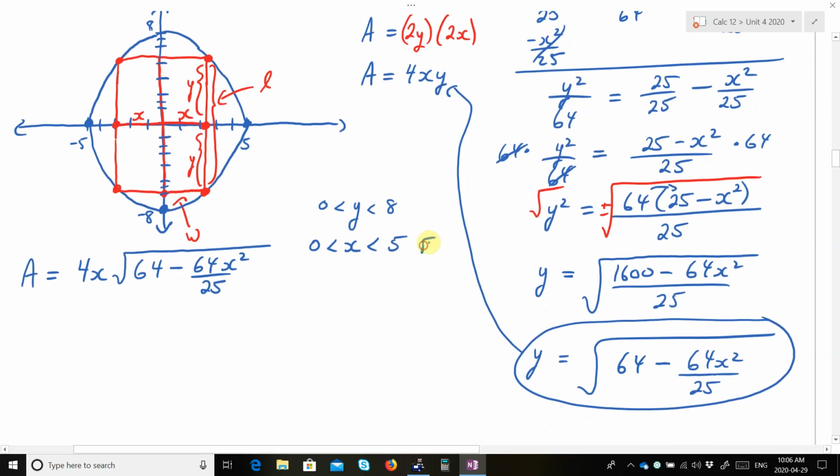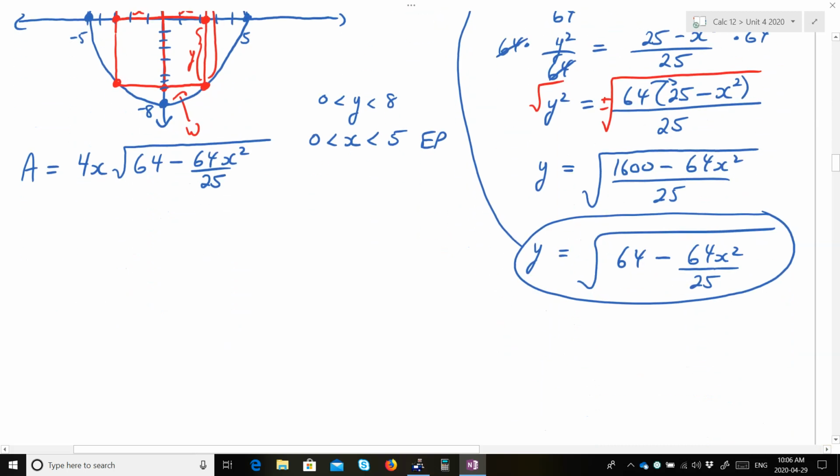Okay, so these are our endpoints. We have to go and find critical points, which means find the derivative of this area function, find where it equals 0, or where it doesn't exist.